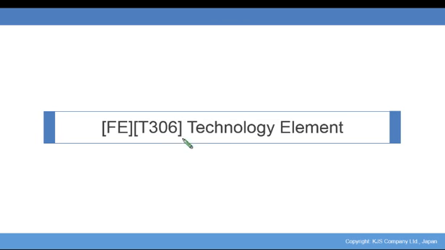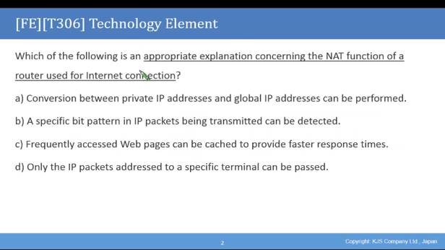This is T306 TechnologyElement. So in this video we're going to be looking at the internet and some router functions that can be used. Which of the following is an appropriate explanation concerning the NAT function of a router used for internet connection? Is it A, a conversion between private IP addresses and global IP addresses can be performed?